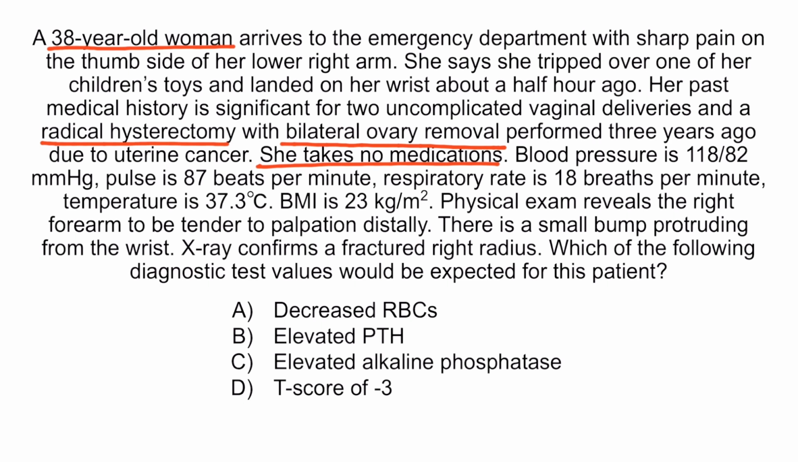And the diagnosis of osteoporosis is made after a DEXA scan reveals a T-score less than or equal to -2.5. So the correct answer is D, a T-score of -3. Answer choice A is incorrect because we would expect normal levels of red blood cells as long as there are no other pathologies in this patient.